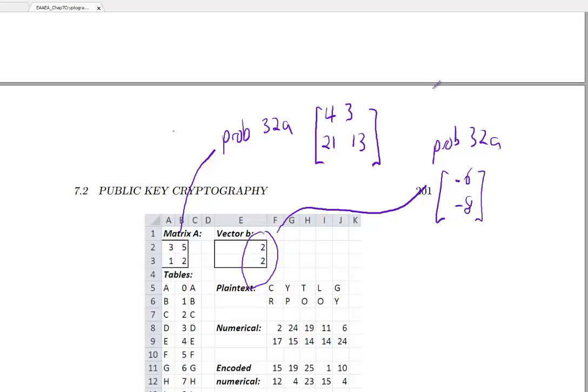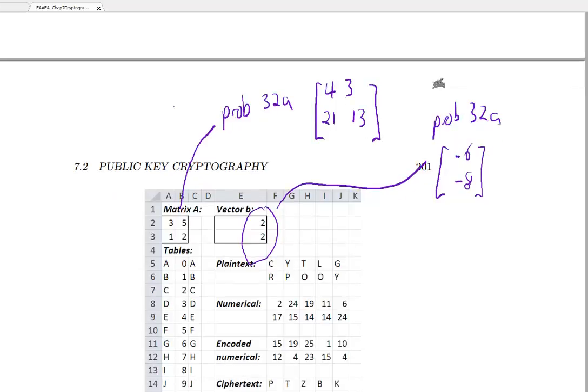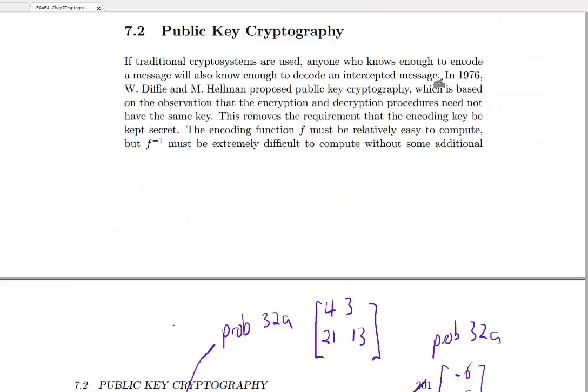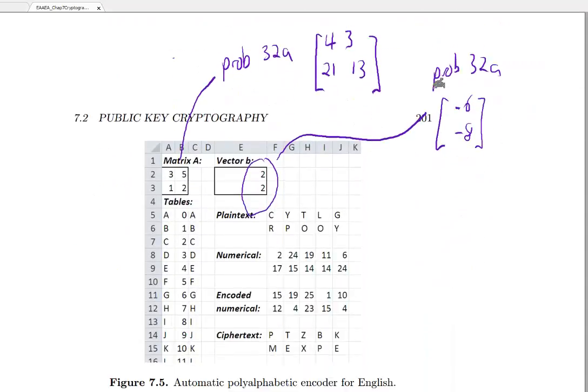So you go ahead, run this spreadsheet. If you've done the spreadsheet correctly and you put this matrix here, and this vector here, and you put this in for your plain text, then what will come out is your decoded text. I'm not really concerned that the words are not matching up, but I just wanted to show here that you can actually use an encoding spreadsheet also to decode, as long as you use the inverse matrix and the inverse vector.